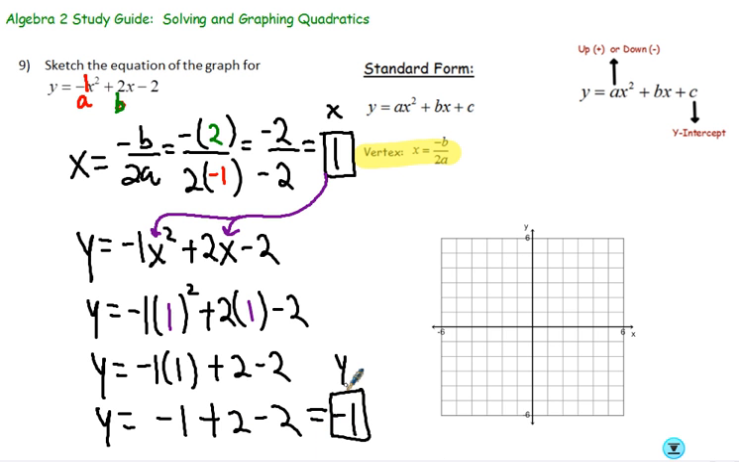So that would be my vertex. My vertex would be at 1, negative 1. So I've got 1, negative 1 for my vertex. There's my x and my y. So 1, negative 1, my parabola would be right there.